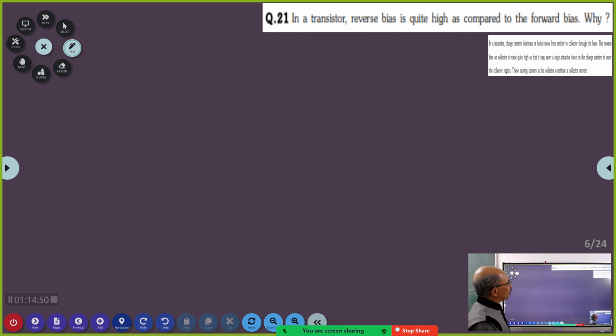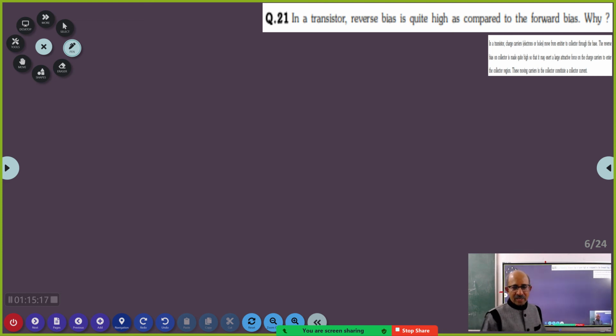So in a transistor, reverse bias is quite high as compared to forward bias. Why? Then only the transistor action will take place. Isn't it? Because transistor action is what? You are making some current flow through a low resistance region, and it is very easy to change the current in the low resistance region. But the same current is made to flow through high resistance.